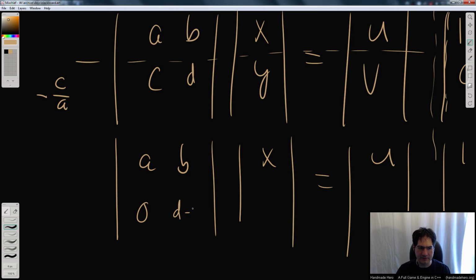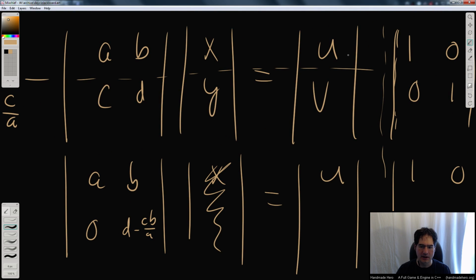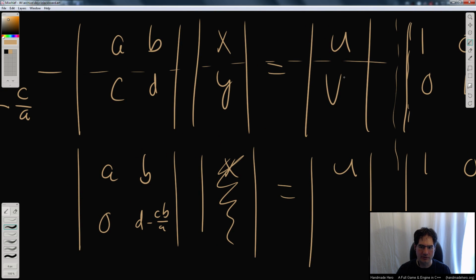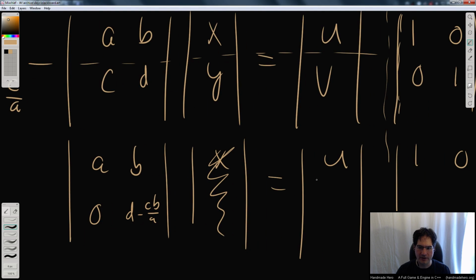And then minus CB over A, right? So that's just adding those together. We're not going to actually bother figuring out what this is right now because these are the unknowns anyway, so we don't really care about those at the moment. But we're going to do the same thing to our UV over here. We're going to do that same add, right? So we would take our V and we would subtract from it CU over A.